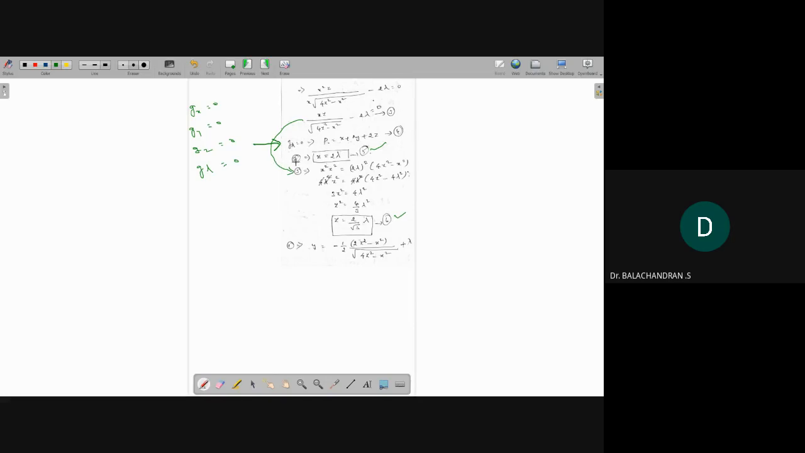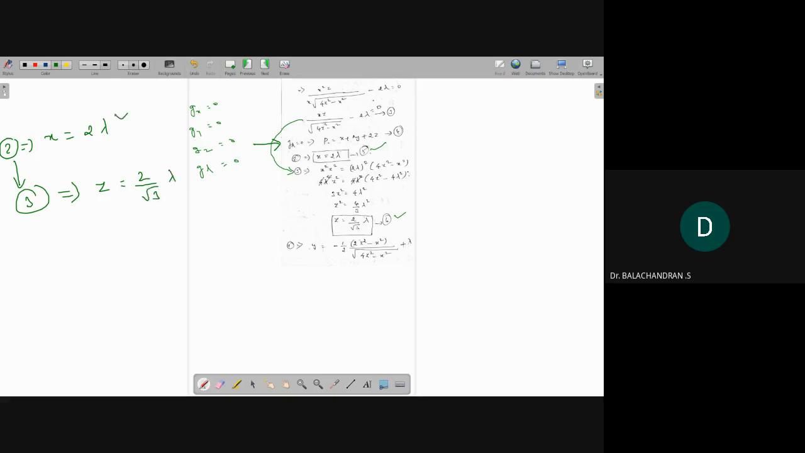From the second equation, I got x is equal to 2 lambda. So now I am going to substitute x equal to 2 lambda in the third equation. In the third equation, I have only x, z and lambda. If I substitute x equal to 2 lambda, I will get z in terms of lambda. If you substitute 2 in 3, z equal to 2 by root 3 into lambda.